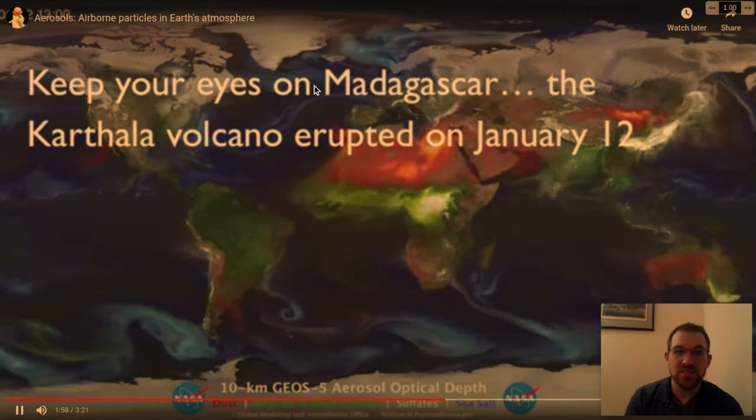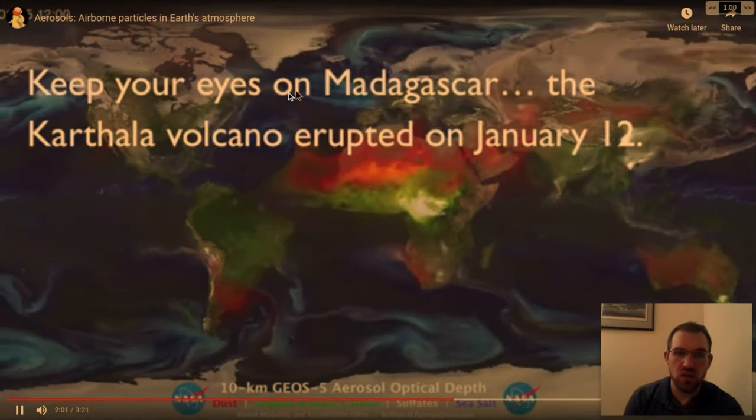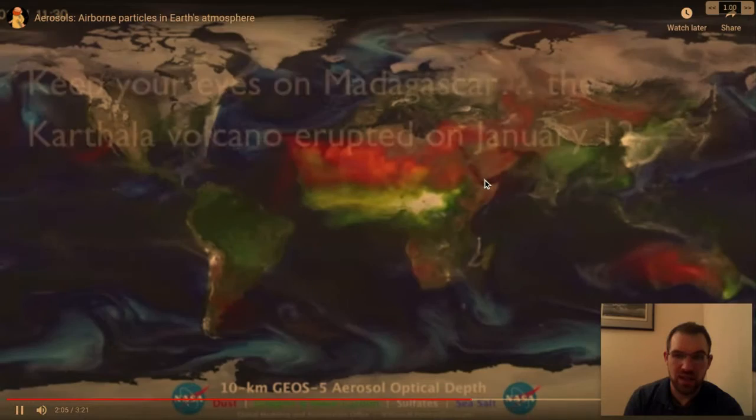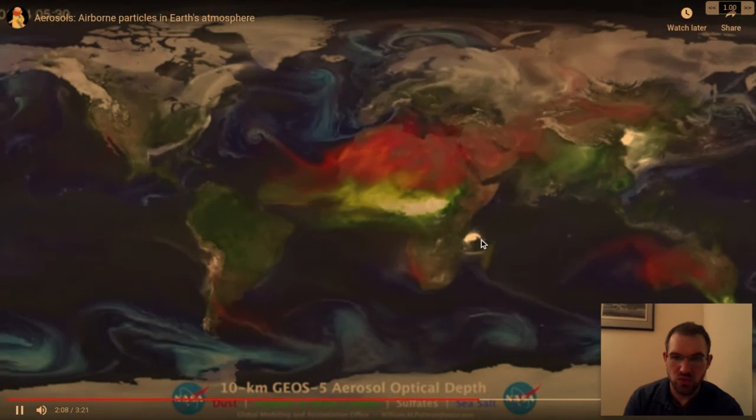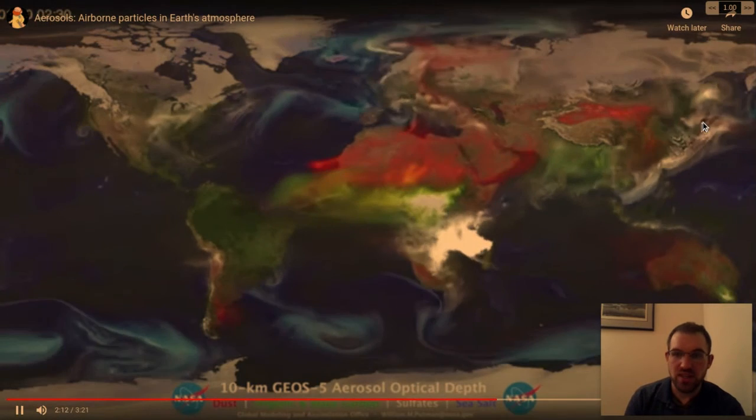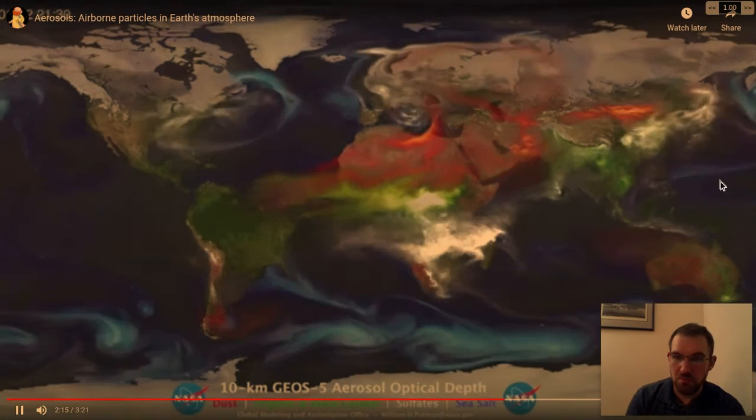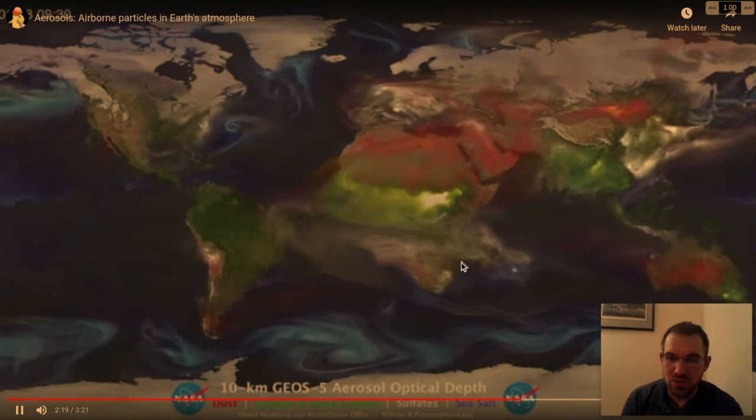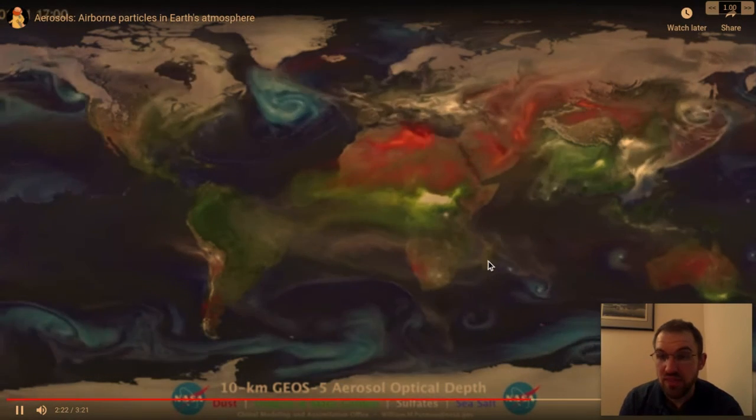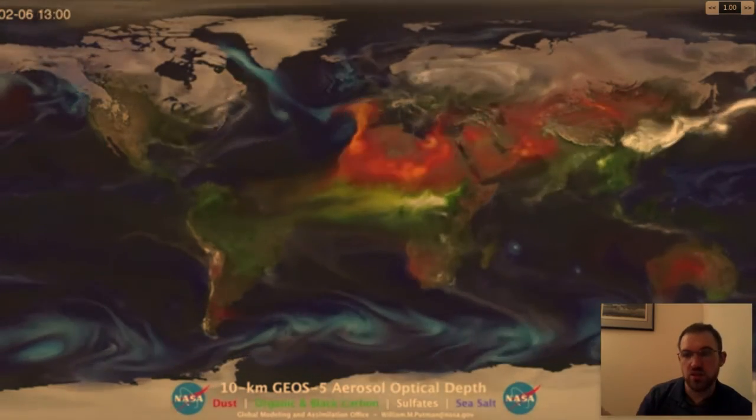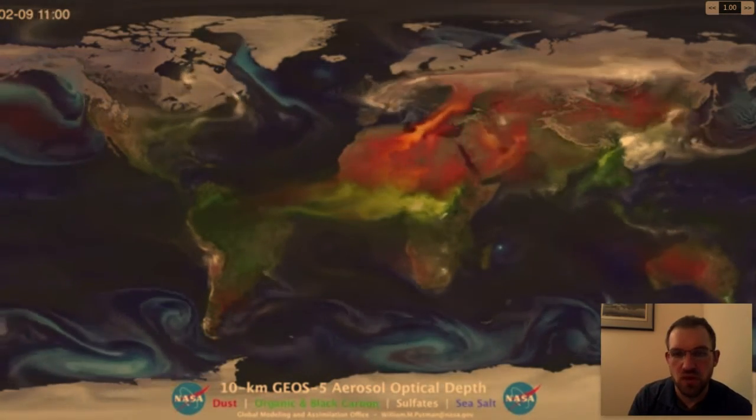Now it says, keep your eyes on Madagascar. The Karthala volcano erupted on January 12th. So Madagascar would be right down here. And you see this huge increase in white right over here. Whereas this would be unnatural man-made pollution that's coming out of China at a regular amount. There's not that much industry here in Madagascar, but that one natural eruption of all of that aerosol, the solids that are getting released up into the air, comes from those big volcanic eruptions.